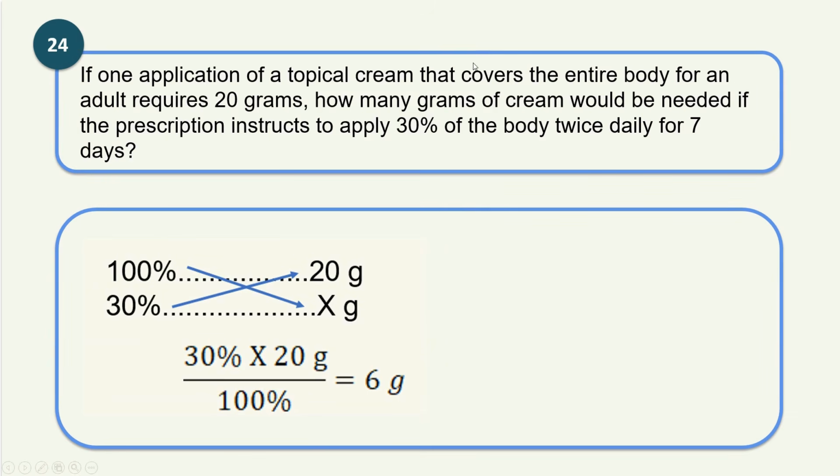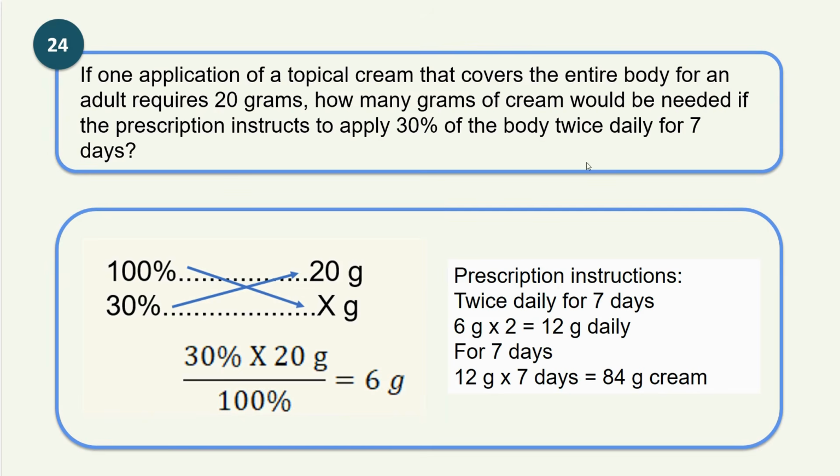So let's do an easy one. Here you have 100%, meaning the entire body, and that requires 20 grams. But the question says only applying to 30% of the body. So for 100%, 20 grams; for 30% would be 6 grams. Now 6 grams for each application. The prescription is twice daily for 7 days. So if you multiply 6 grams twice daily, that's 12 grams per day, and for 7 days that would be 84. So you have to dispense 84 grams of cream to apply for 7 days.